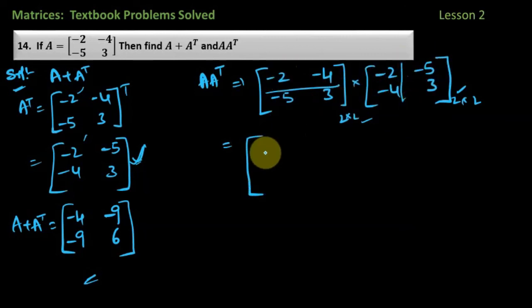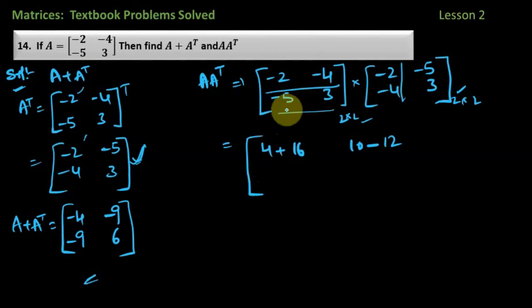So minus 2 into minus 2 is minus into minus, it will become plus. 2 2s is 4. Same. 4 into 4. Minus into minus is plus. 4 4s are 16. Now with the second column. Minus 5 into minus 2 is 10. Minus 4 into 3 is 12, so minus into plus is minus.